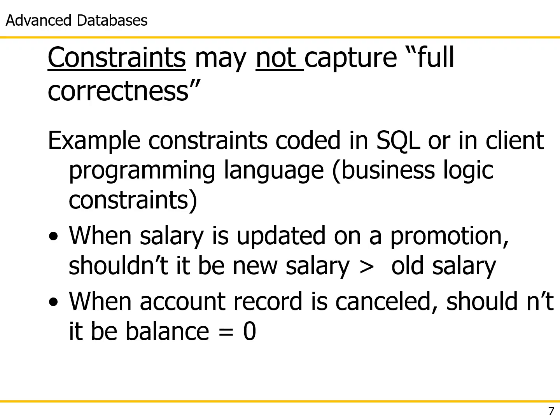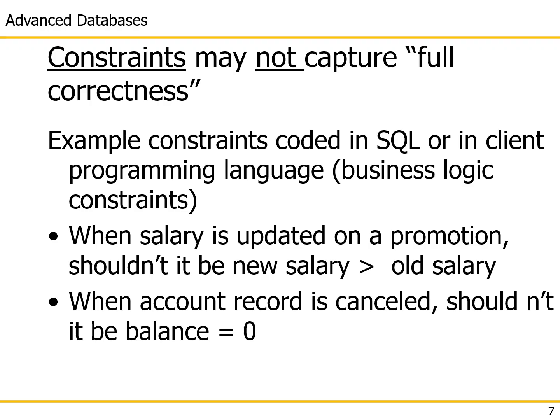Okay, I have here an example. Let's look at the first point that says when salary is updated on a promotion, shouldn't the new salary be greater than the old salary? Okay, it should be like this. Of course it should be like this, but if you don't add a constraint that when you are applying a promotion that is the case, someone might add a promotion by a negative number, so the new salary is less than the old salary. Now that's not the fault of the database engine. It is your fault as a programmer that you haven't added the right constraint.